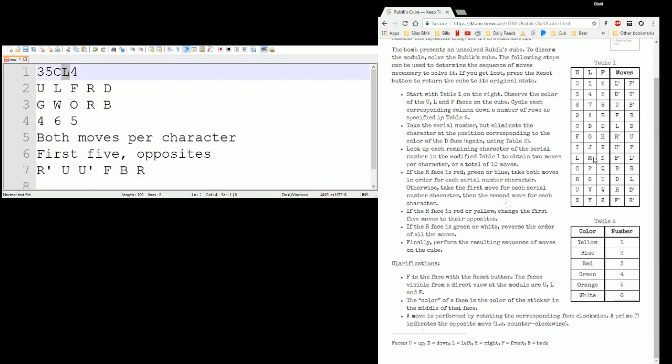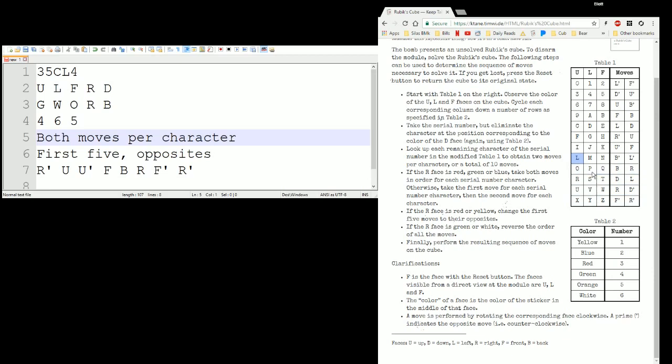Next character is an L. That's here. Again, U column, 4 rows. 1, 2, 3, 4. F prime, R prime. F prime, R prime. And notice I'm just grabbing both of these moves every time I get a character, because per the rules, I want to grab both moves per character. I will do an example where we don't use this rule so you can see the difference.